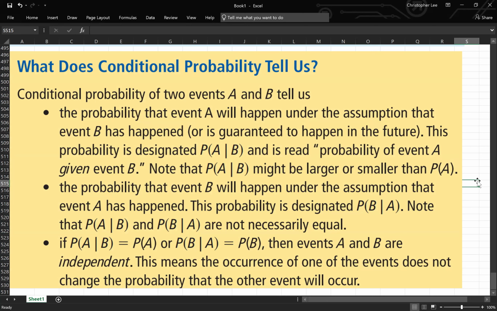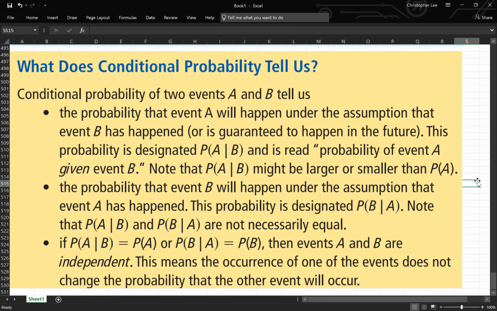This probability is denoted by probability of A given B and is read as probability of event A given event B. Note that the probability of A given B might be larger or smaller than the probability of A. The probability that event B will happen under the assumption that event A has happened is denoted by probability of B given A. Note that the probability of A given B and the probability of B given A are not necessarily equal.